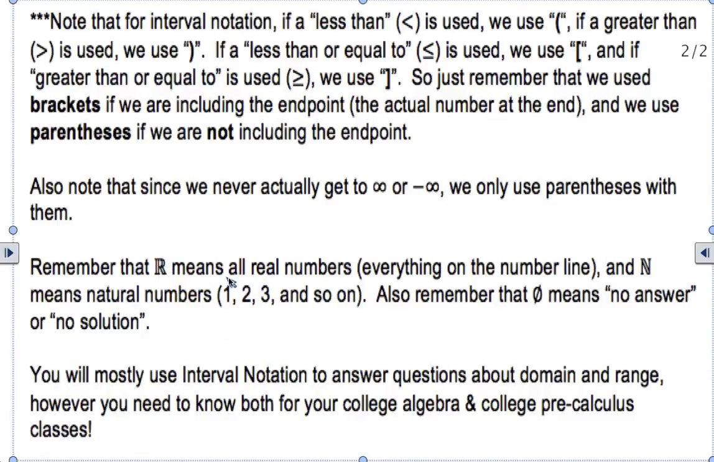This symbol here, R, means all real numbers, everything on the number line. And N means all natural numbers. Natural numbers are your counting numbers, 1, 2, 3, 4. With real numbers, you can have halves, decimals, negatives and positives. This symbol here is a symbol you could use for no solution or no answer. Honestly, we don't use that very often. You'll usually use interval notation for domain and range in your college algebra, college pre-cal, and in this class as well.